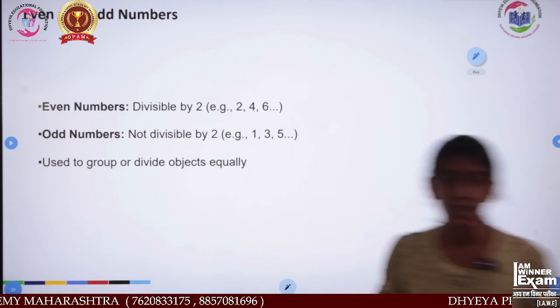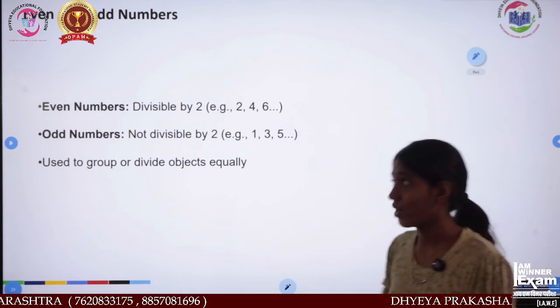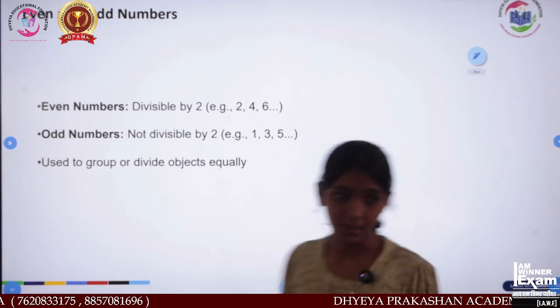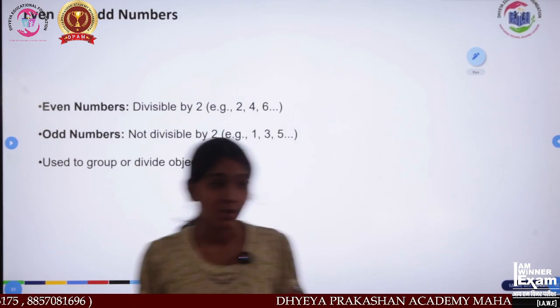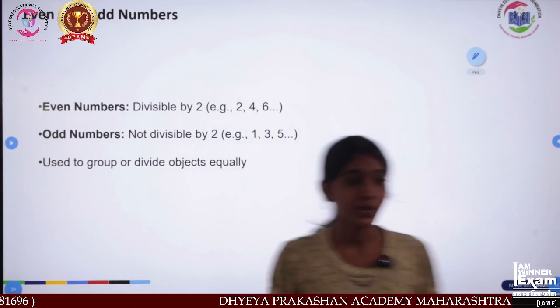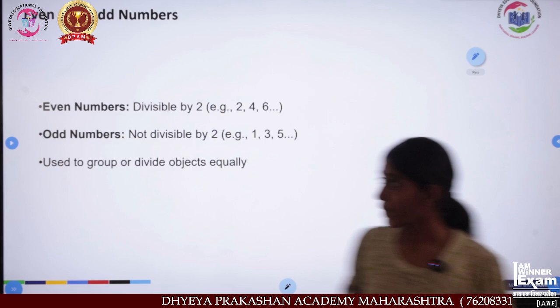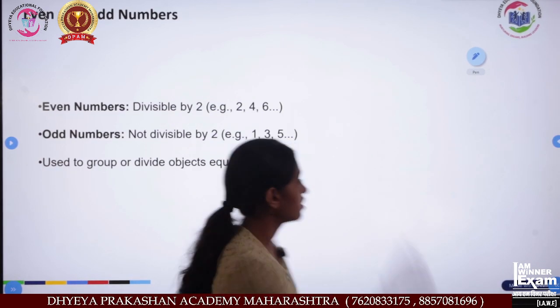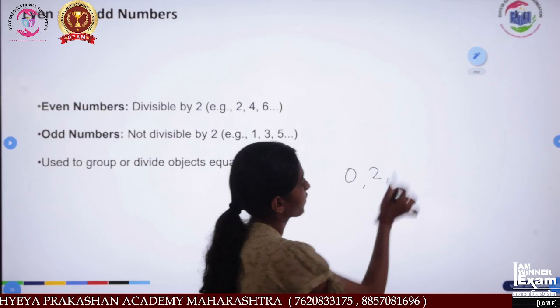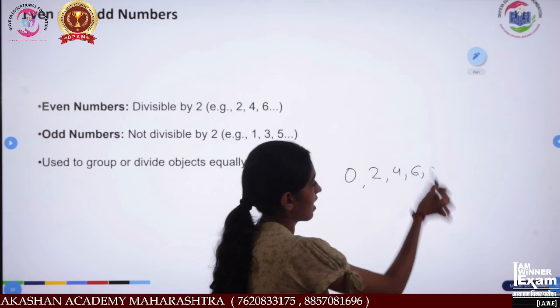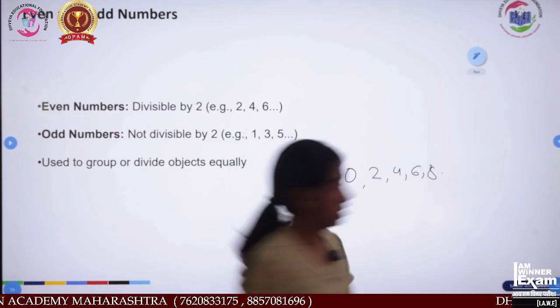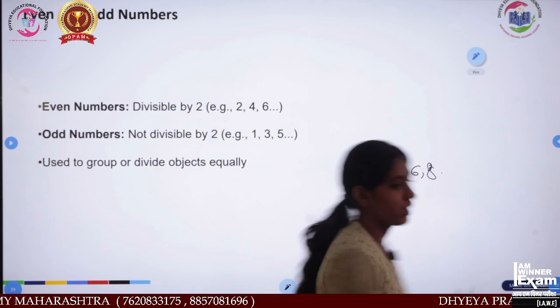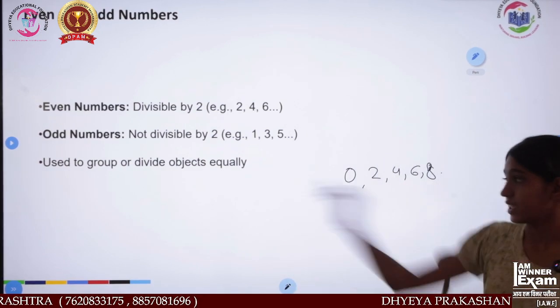Let's take a look at even and odd numbers. Let's discuss what is an even number. An even number is divisible by 2. Example: 2, 4, 6. An even number is divisible by 2 and it ends with 0, 2, 4, 6 and 8. Remember this, it ends with these digits.